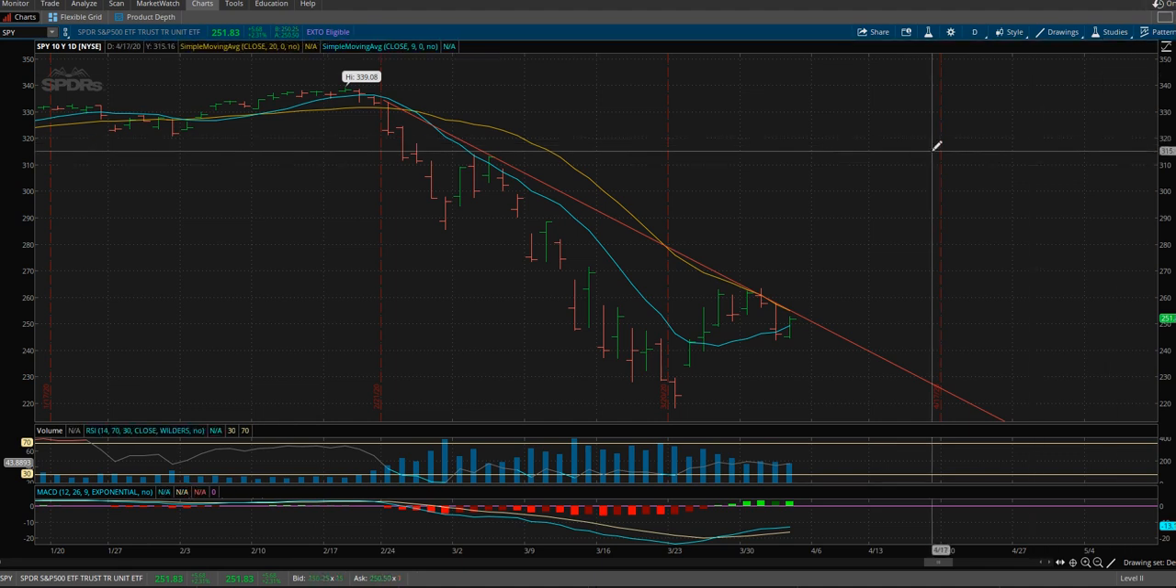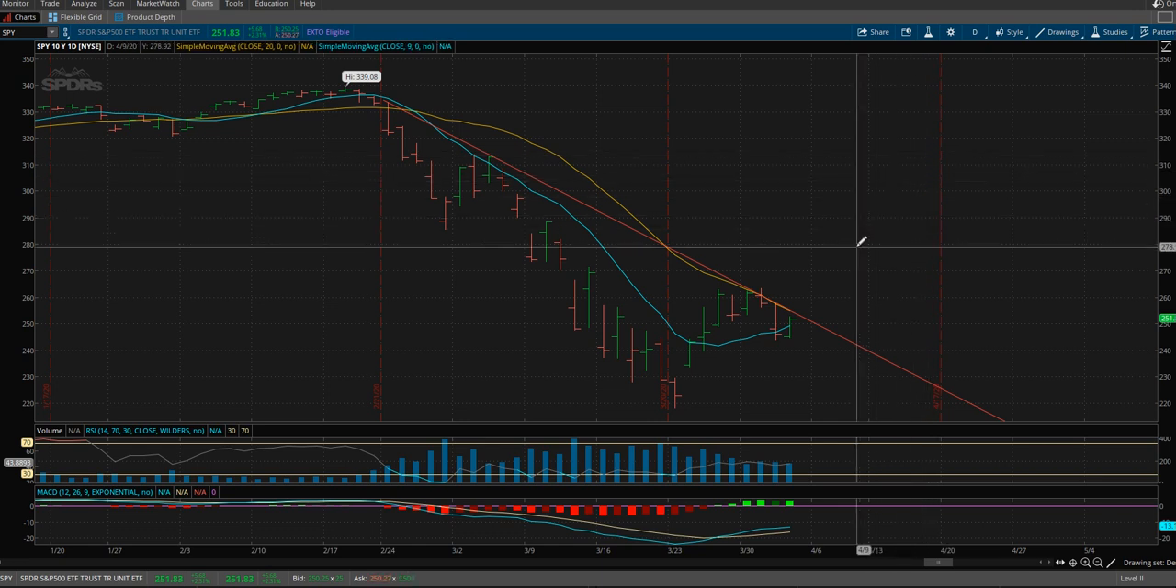I actually like today's action. Yesterday we told you 246.09 I think was the area of support. I think we closed literally right at 246.10 or 15 or something. So right to the penny just about.